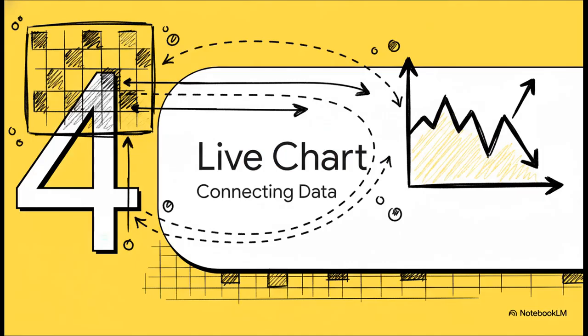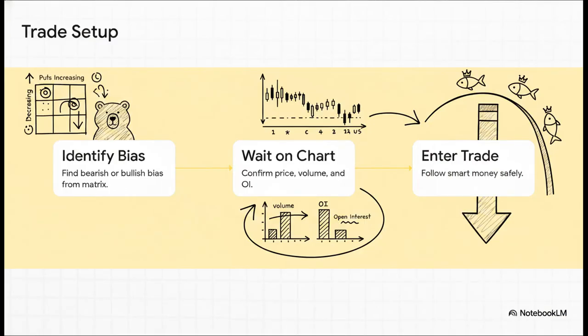Let's see how this works in practice with part 4. Live chart application connecting the matrix to the chart. Here is your practical step-by-step field manual. Step 1. Identify your bias from the matrix. Let's say you notice puts are increasing while calls are decreasing. Okay, that gives you a bearish bias.